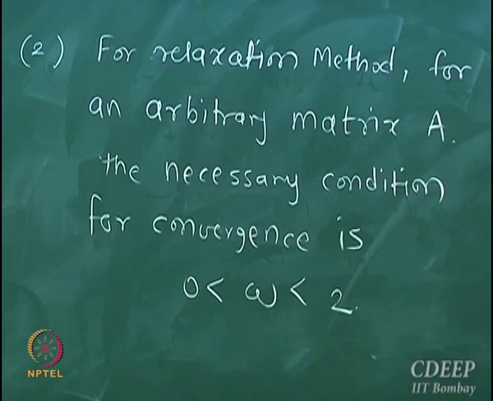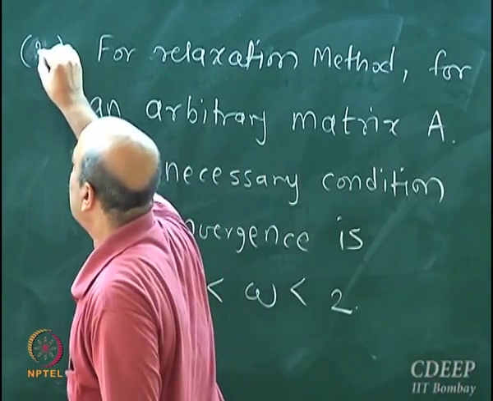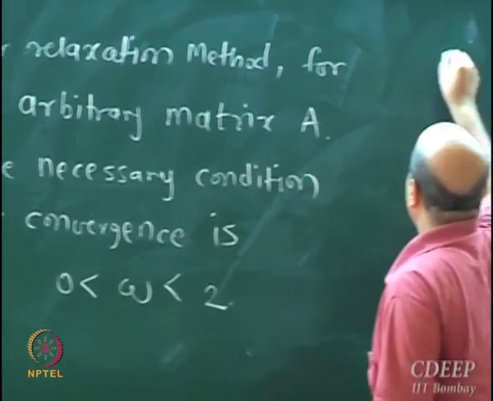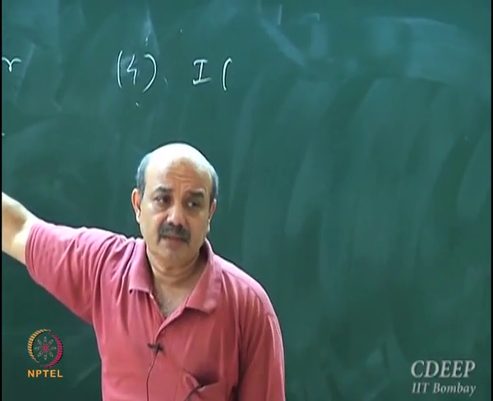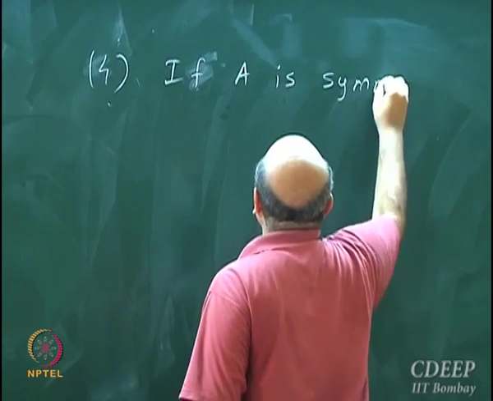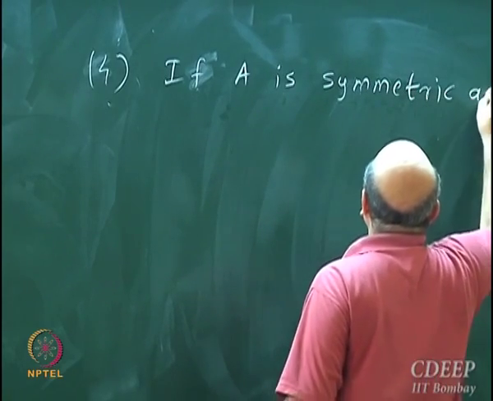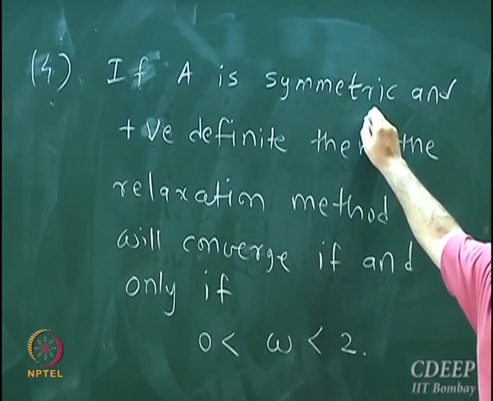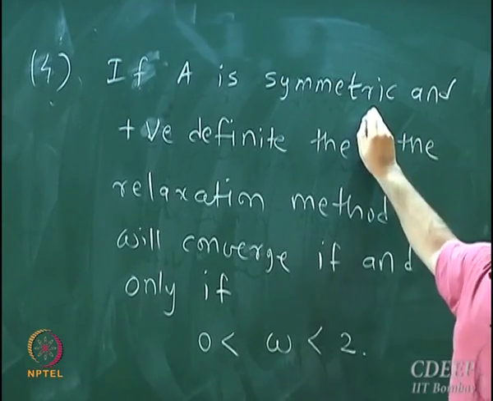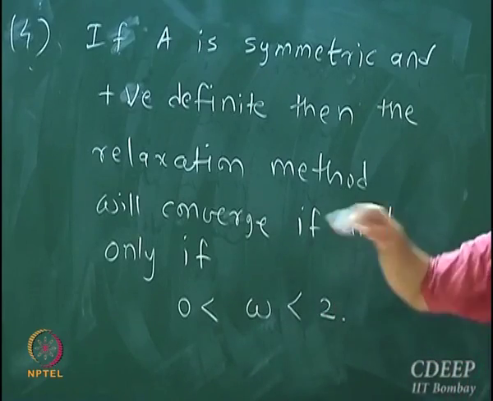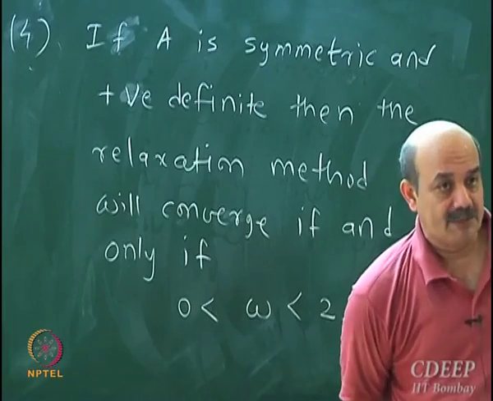This necessary condition, this is result 3, becomes a necessary and sufficient condition. There is an extension to this theorem, another result, for an arbitrary matrix. Now if A is symmetric and positive definite, then this necessary condition becomes a necessary and sufficient condition. Now you know how to transform a problem which is originally not symmetric positive definite to a symmetric positive definite matrix.